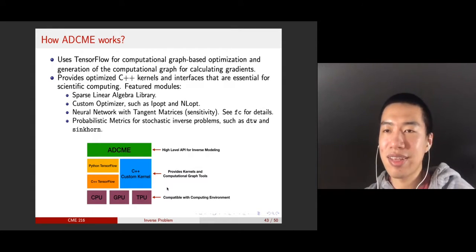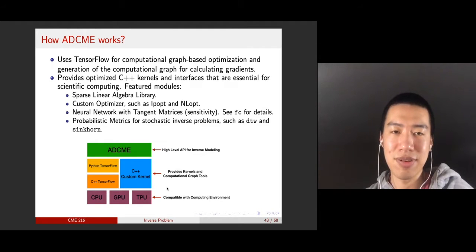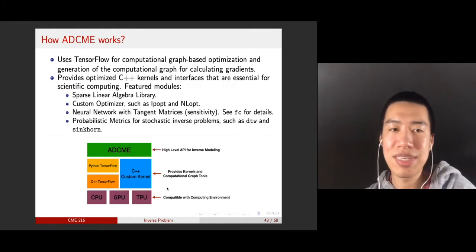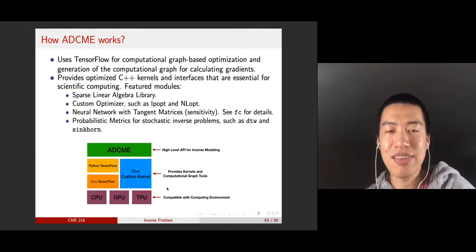And you also need a lot of other libraries for doing scientific computing. For example, a finite element library that is compatible with this framework, and also a finite volume library, and a lot of libraries that are missing in TensorFlow, because TensorFlow is designed for machine learning tasks instead of scientific computing tasks. And also, ADCME has its interface in Julia.